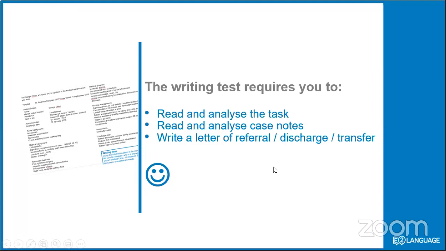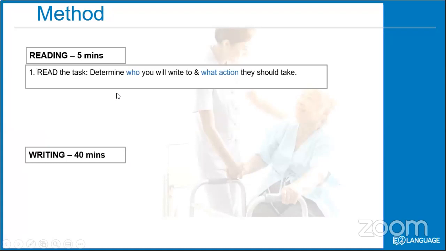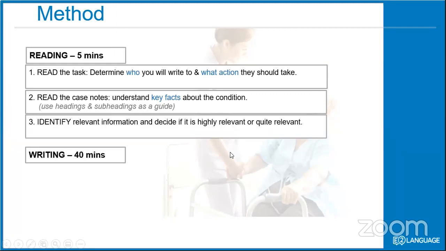It seems, and again, apocryphal information this, it seems that more often than not it is referral, but the other two can come up as well. So best to be prepared. You have 45 minutes. The first 5 minutes is reading time. So treat it like reading comprehension time. You read the task, you work out who you're writing to and what action they need to take. Then you need to read the case notes to understand the key facts about the patient's condition, using the headings and subheadings to guide you. And then you need to identify relevant information, and you will decide if the information is highly relevant or even quite relevant. If it is relevant, it will go in.